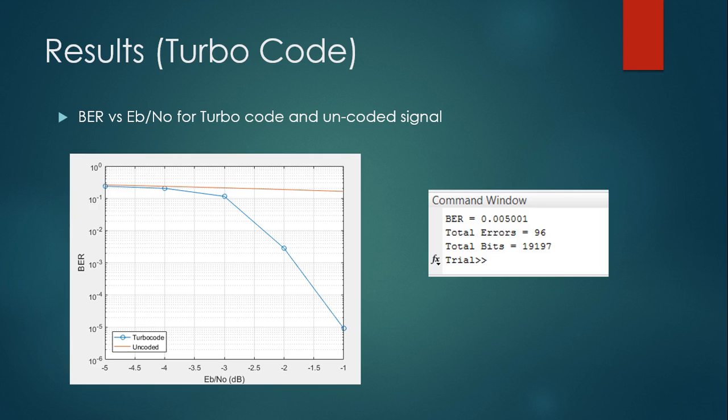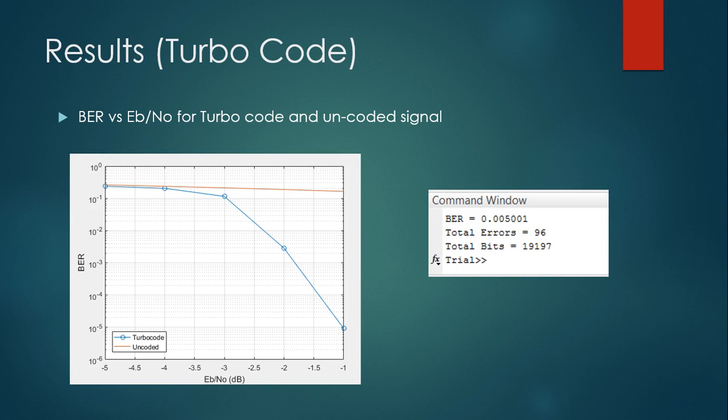Similarly, for turbo code, I have plotted bit error rate versus Eb/N0 for turbo code and uncoded signal. I changed the values of Eb/N0 from -5 to -1, and I have plotted the turbo code and uncoded signal. So you can see the difference between turbo code and the uncoded signal. If the value of Eb/N0 increases, the bit error rate in case of turbo code decreases, and the uncoded signal generally remains the same.